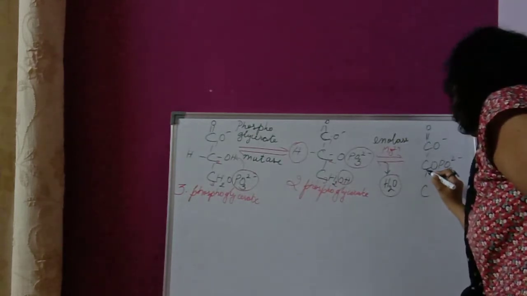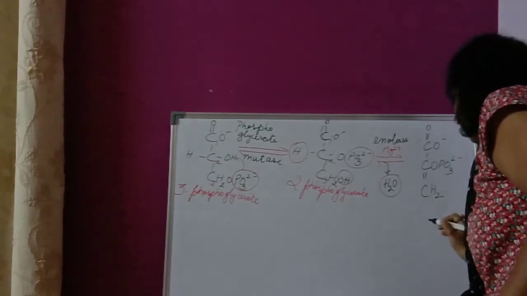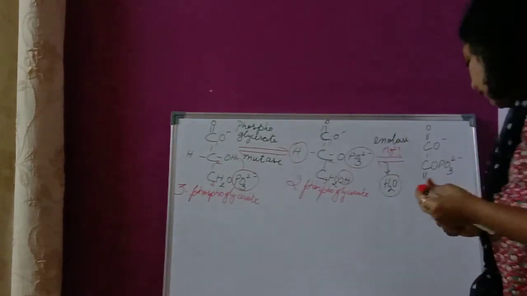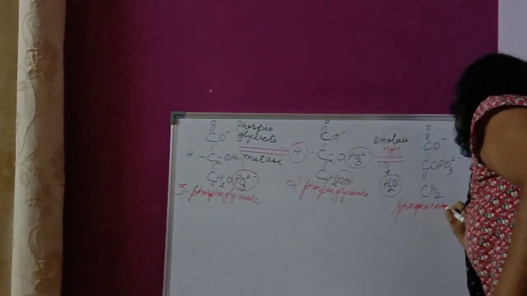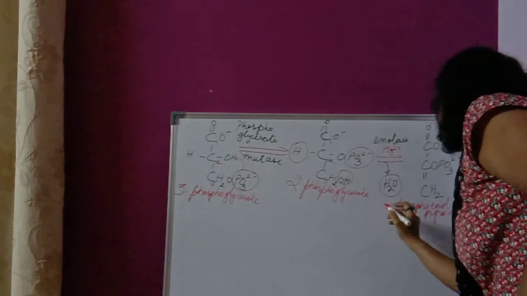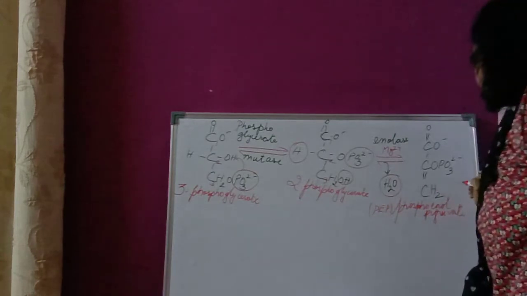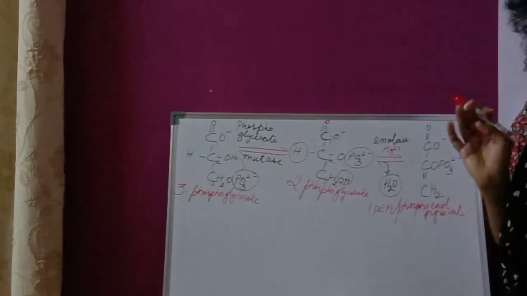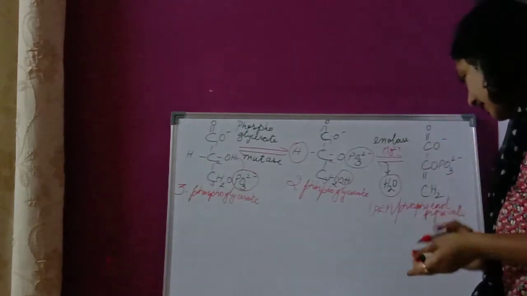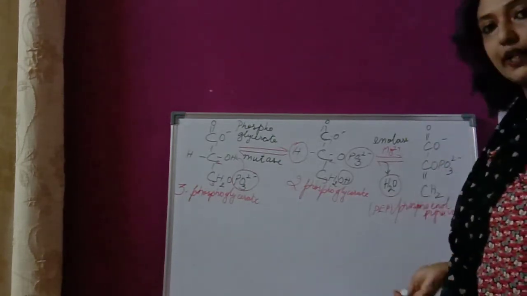C, double bond, H, CH2. So this is the structure of phosphoenol pyruvate. You can call that as PEP, phosphoenol pyruvate in short. This is a very high energy intermediate formed in glycolysis process. So, the last process is the conversion of phosphoenol pyruvate to pyruvate.